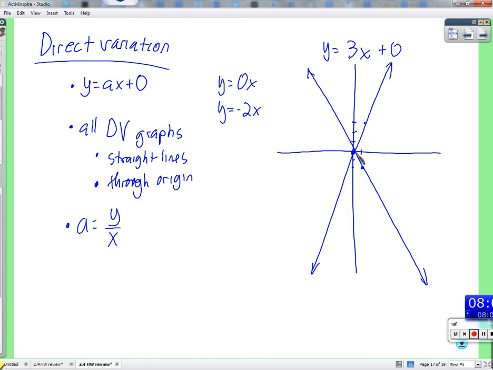Graph it. It's always going to go through the origin. You just need to know the slope. Draw the slope out. At any time, we just kind of already said this: a is equal to y divided by x. Just like y divided by x, you have the slope, you have a, whatever you want to call it. The rate of change of y, which is like x.